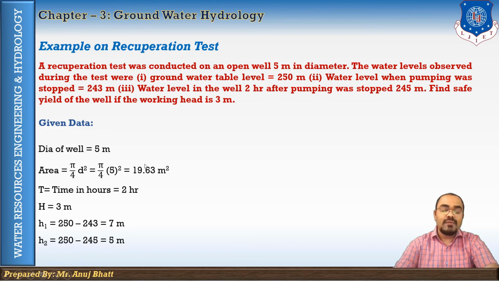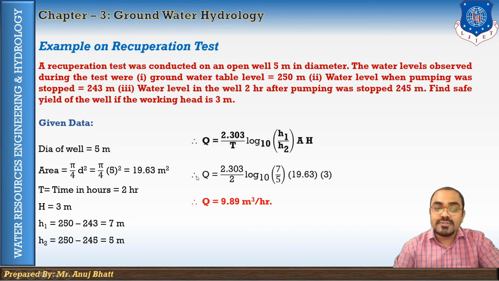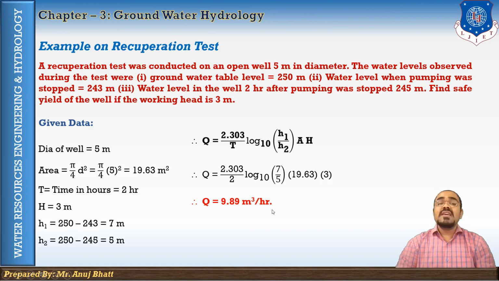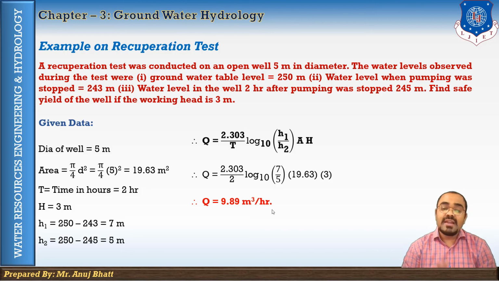So here we have all the values. Now we have to substitute these values in the formula for safe yield of the well, that is Q is equal to 2.303 by T log10 H1 by H2 into A into H. If we substitute the values in this formula, we will get Q is equal to 9.89 meter cube per hour. So this was the safe yield of the well if the working head of the well is 3 meter.